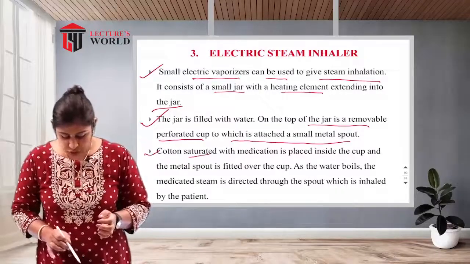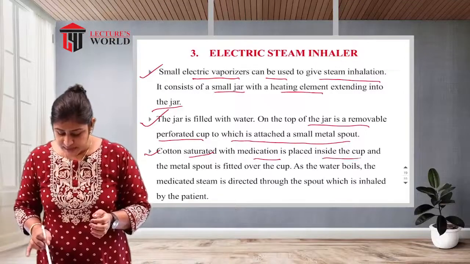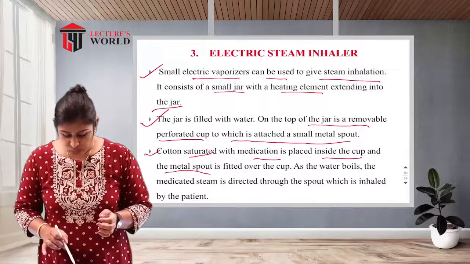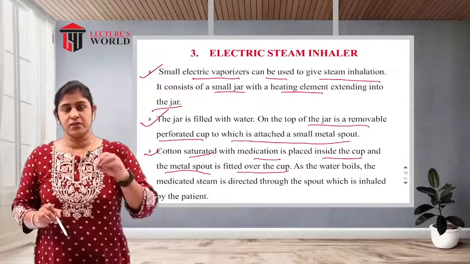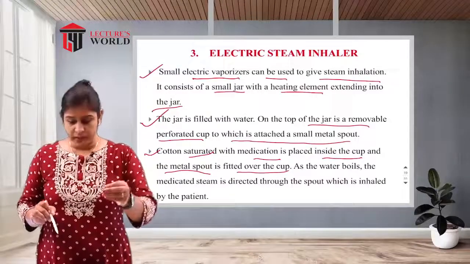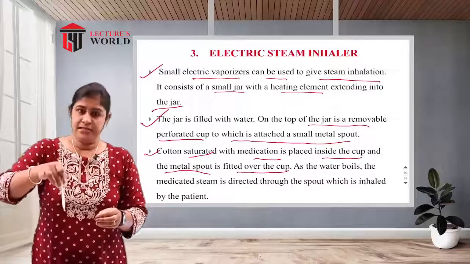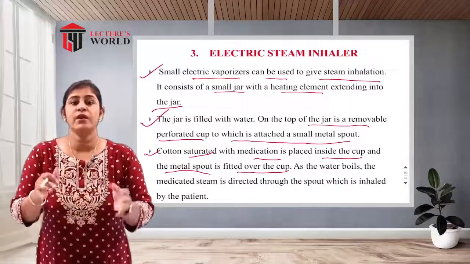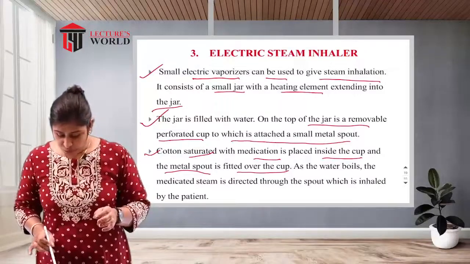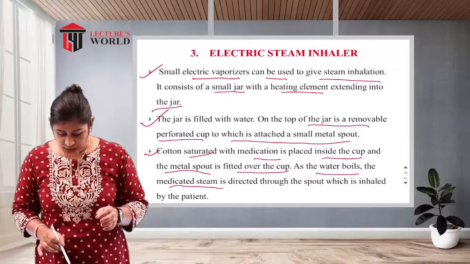Cotton saturated with medication is placed inside the cup, and then the metal spout is fitted over the cup. So cotton is dipped into the medication, placed inside the cup, and then the metal spout is fitted over the cup. As the water boils, the medicated steam is directed through the spout.